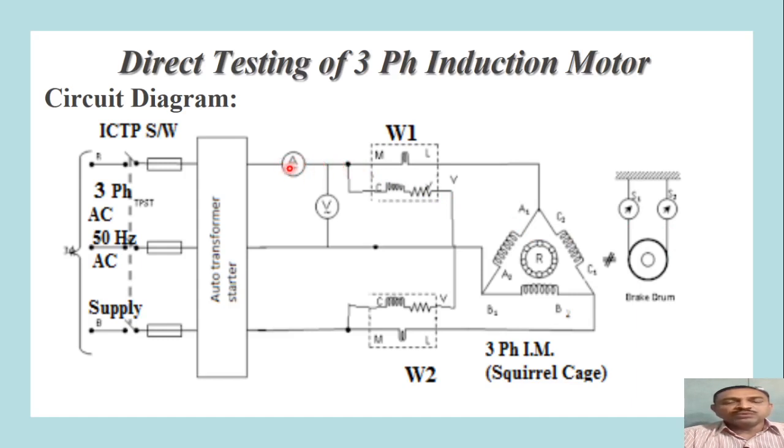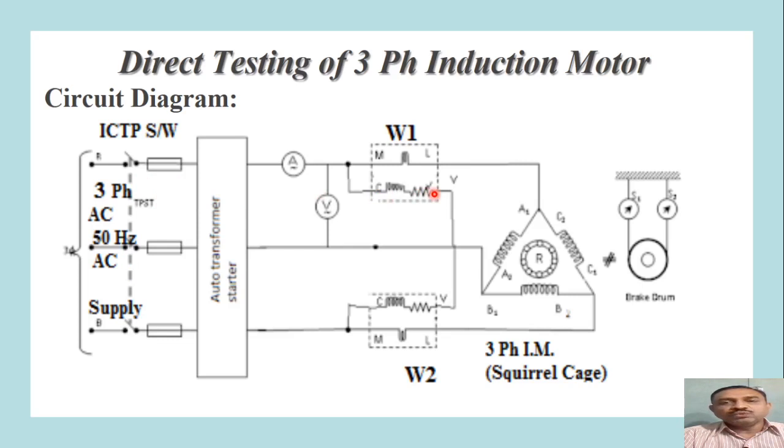have to know the current flowing through the motor, that is the input current, then the voltage appearing, that is the line voltage, then the input power. Input power can be calculated by use of two wattmeters, that is W1 and W2. Now this whole setup will be provided with an auto transformer starter, or depending upon the machine's ratings, the starter may vary. We require to operate the machine with the help of a 3-phase AC supply along with the ICTP and whatever protective devices are needed on the input side.